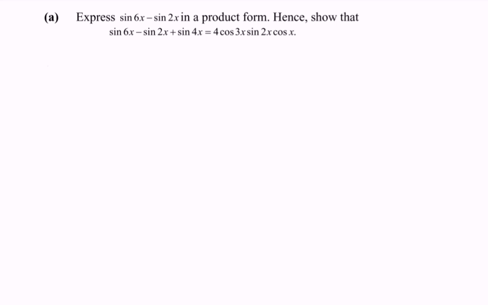So here we have sine A minus sine B, which is equals to 2 cos bracket A plus B over 2 multiply with sine bracket A minus B over 2. Next, kindly compare the situation where A in this part is 6x followed by B, which is 2x.